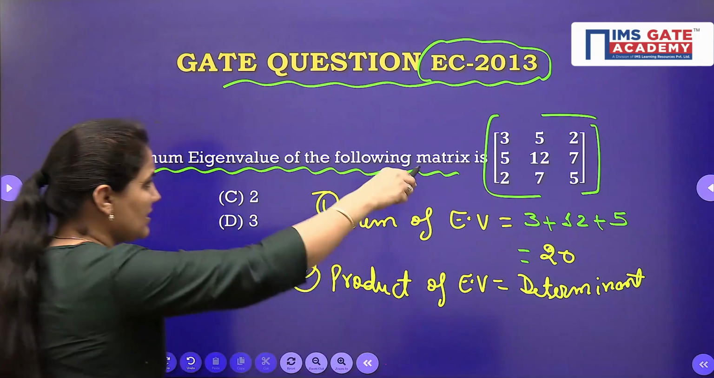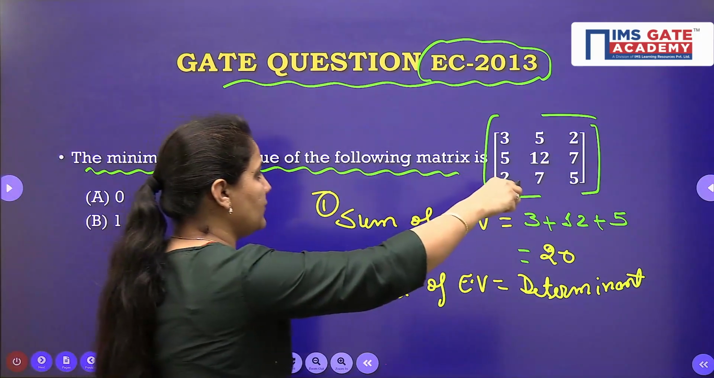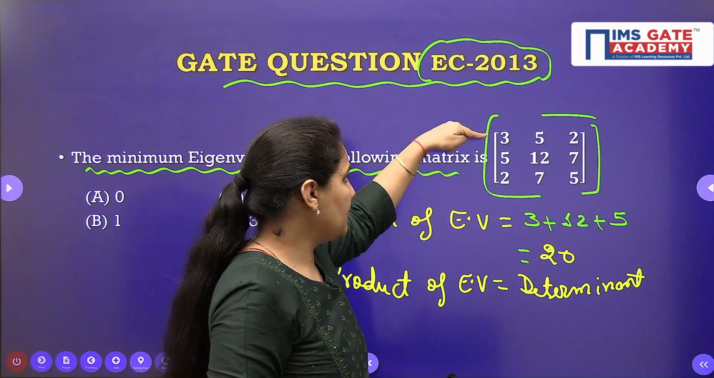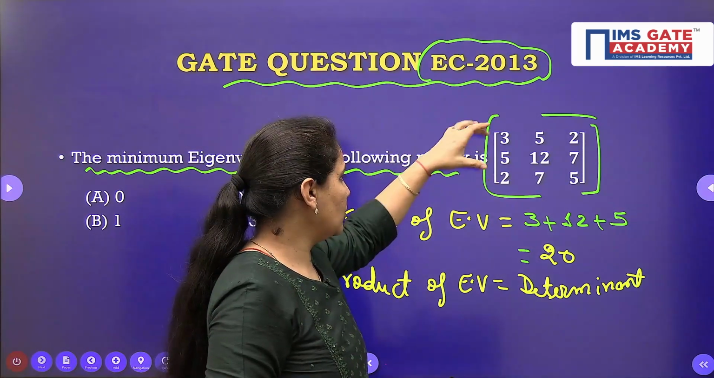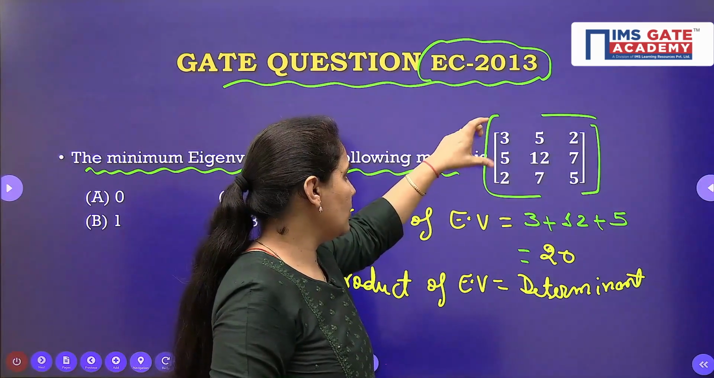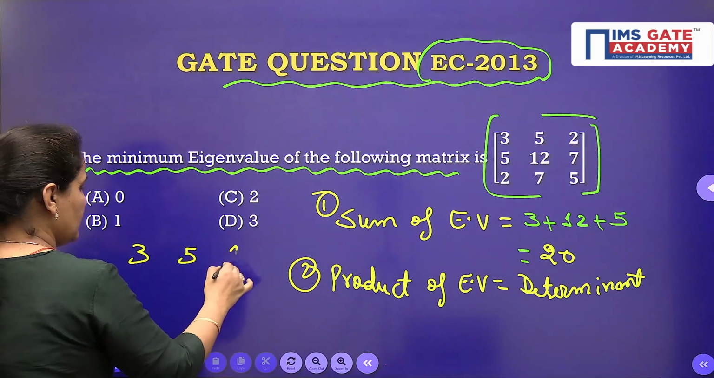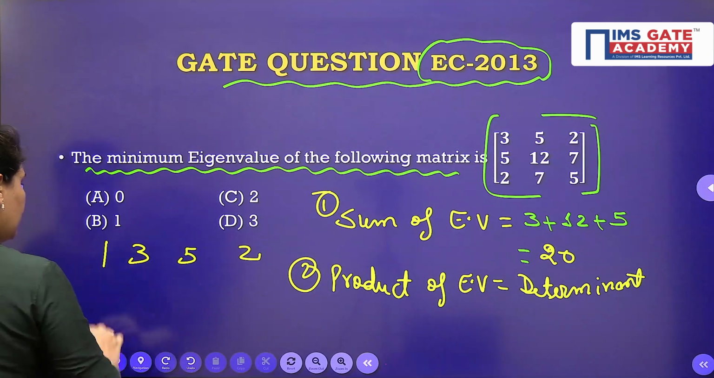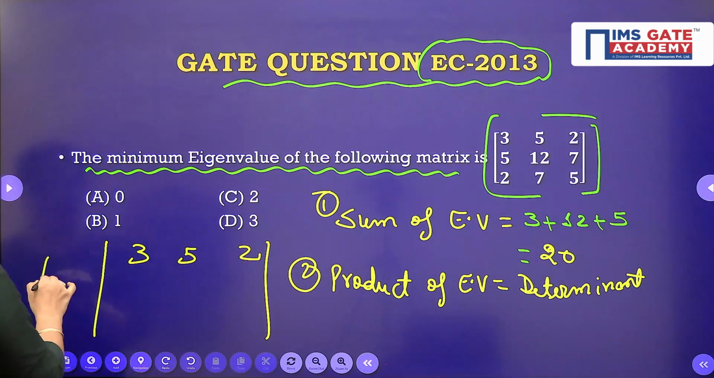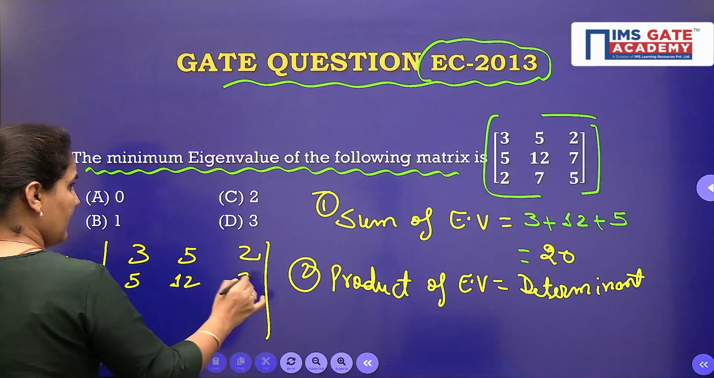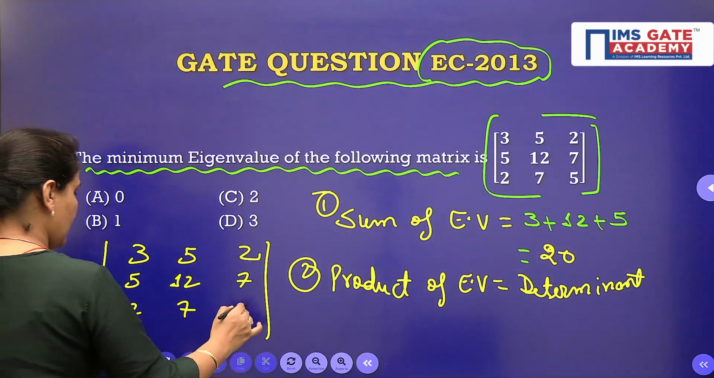How? Because the matrix is 3, 5, 2; 5, 12, 7; and 2, 7, 5. If we observe the first row and the third row, if I add the first row and the third row, what will I get? I have the matrix 3, 5, 2; 5, 12, 7; and the next row is 2, 7, 5. I am going to find the determinant.